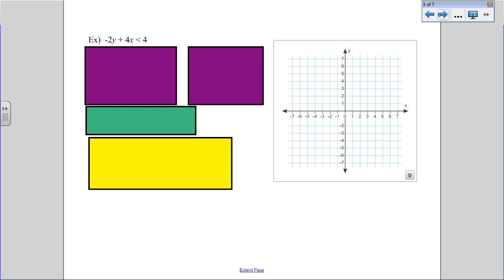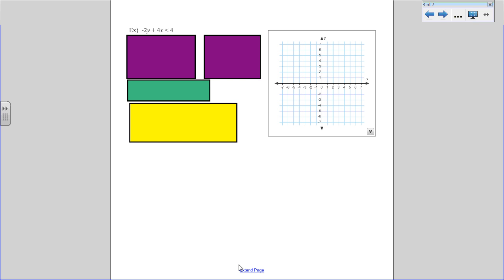All right. So ladies and gentlemen, we're going to solve for y. How are we going to solve this equation for y? We're going to minus the 4x.